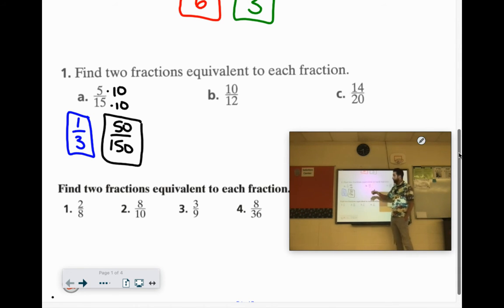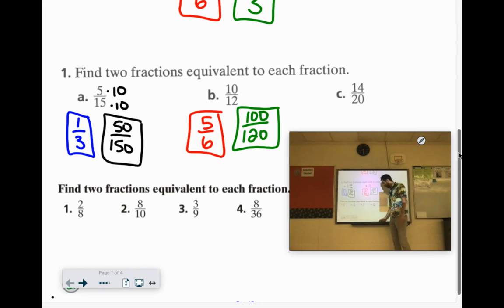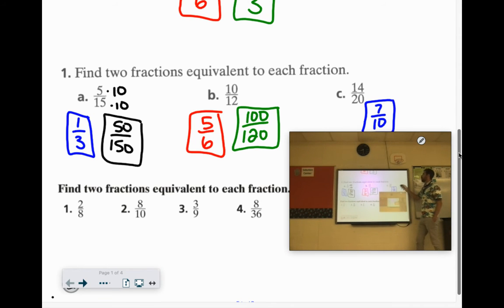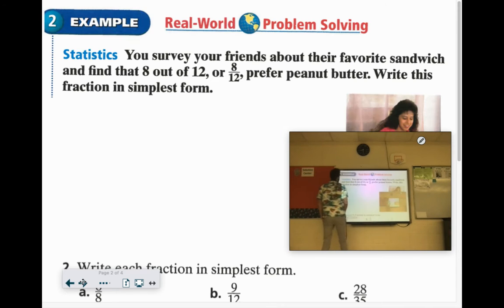10 and 12. They're both even. Cut them in half. Half of 10 is 5, half of 12 is 6. That's the simplified version. Or multiply them both by 10, 100 over 120. Or multiply them both by 7, or 6,000, right? This all works. 14 over 20, they're both even. Let's cut them in half. Half of 14 is 7, half of 20 is 10. That would be the simplified version. Multiply them both by 2, and it becomes 28/40ths. Great. Those are equivalent fractions.